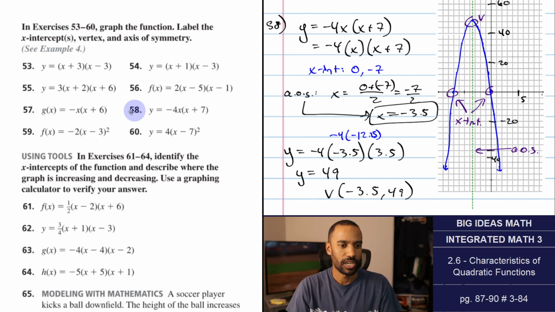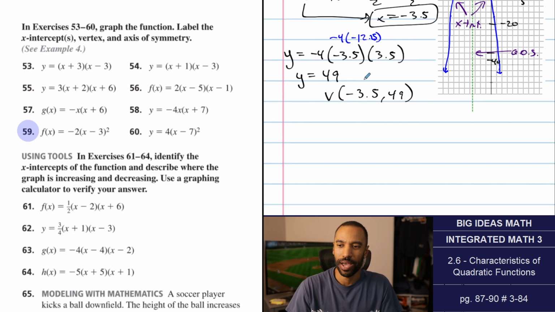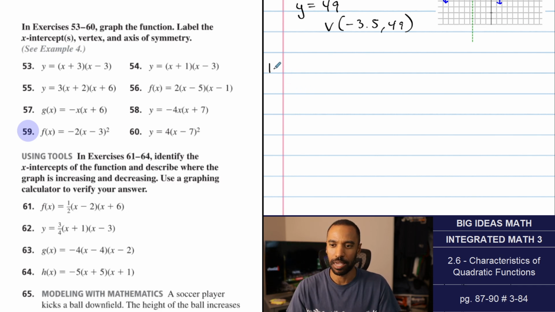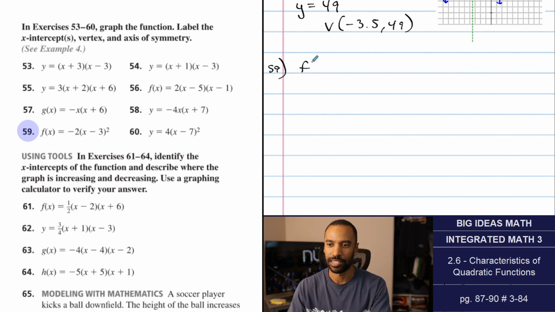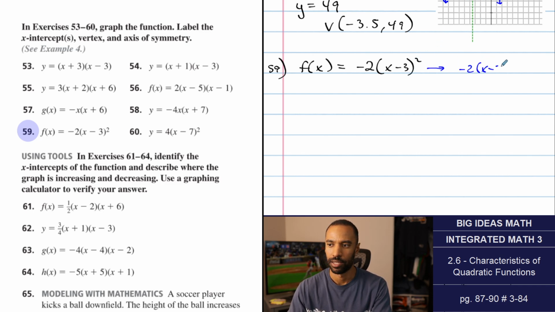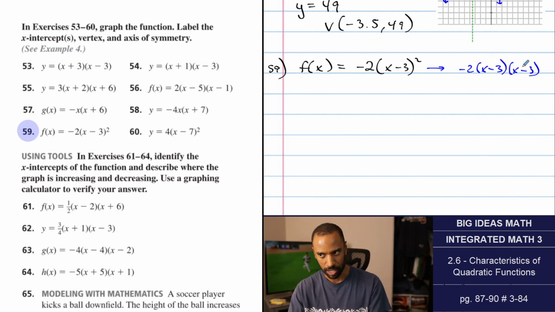All right, 59 and 60 are interesting because they are actually vertex form, but they're also kind of factored form, if you keep in mind the fact that squaring something means multiplying something by itself. So you can see this in one of two ways. This way, which I prefer to do, or this way, where you write out x minus 3 squared as x minus 3 times x minus 3.